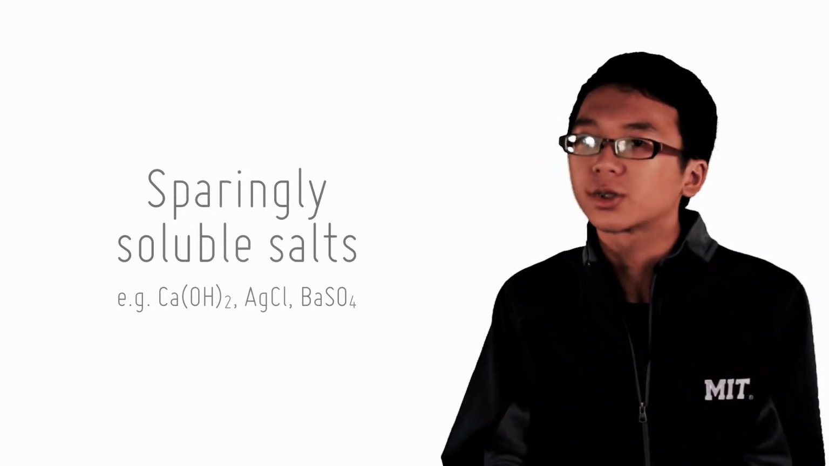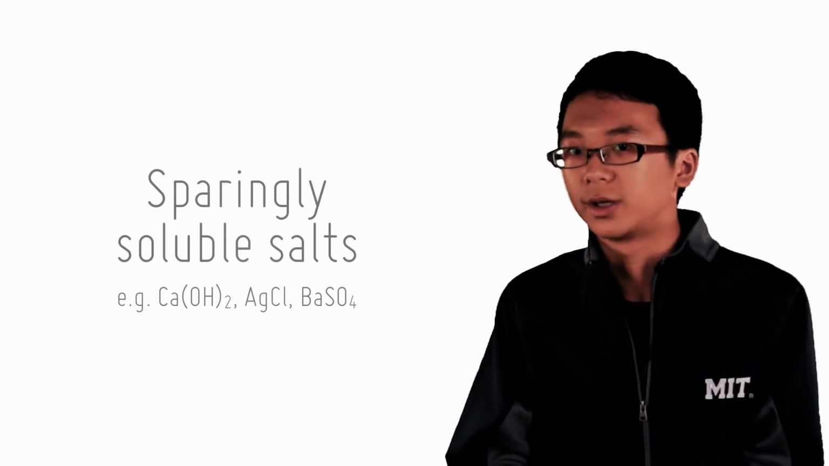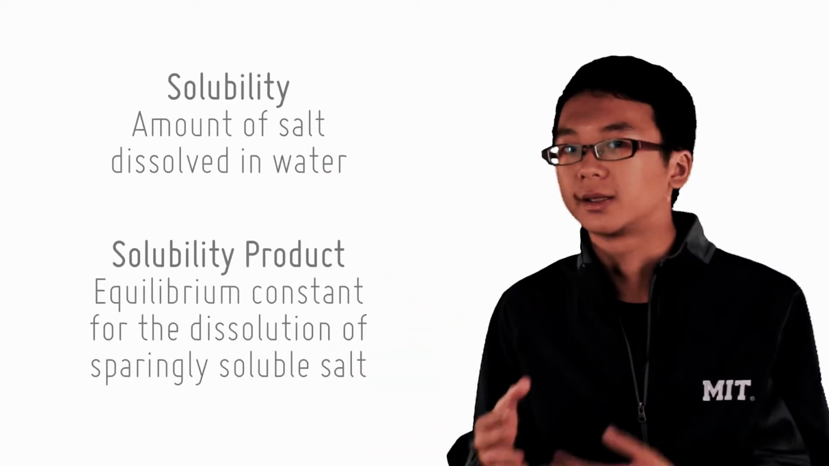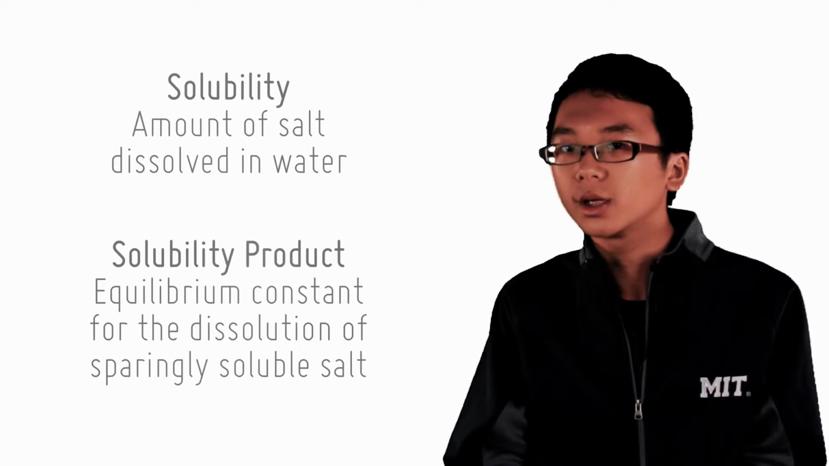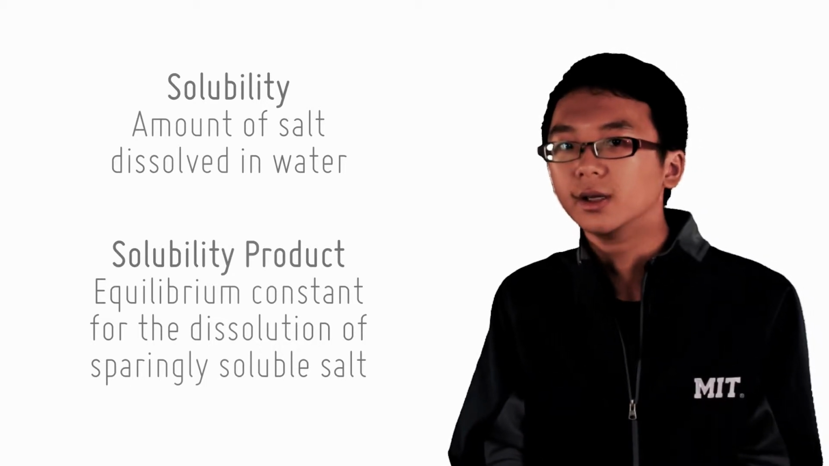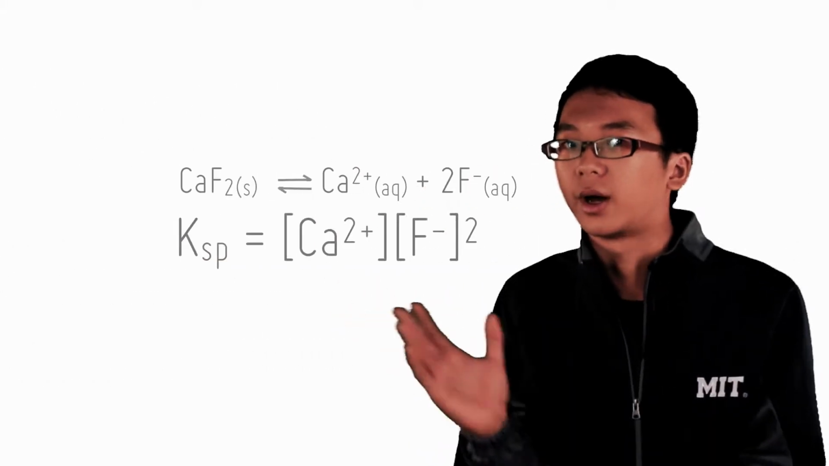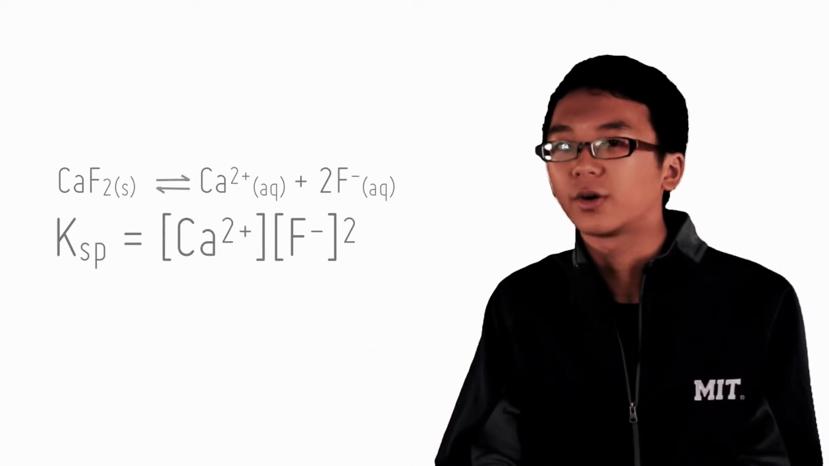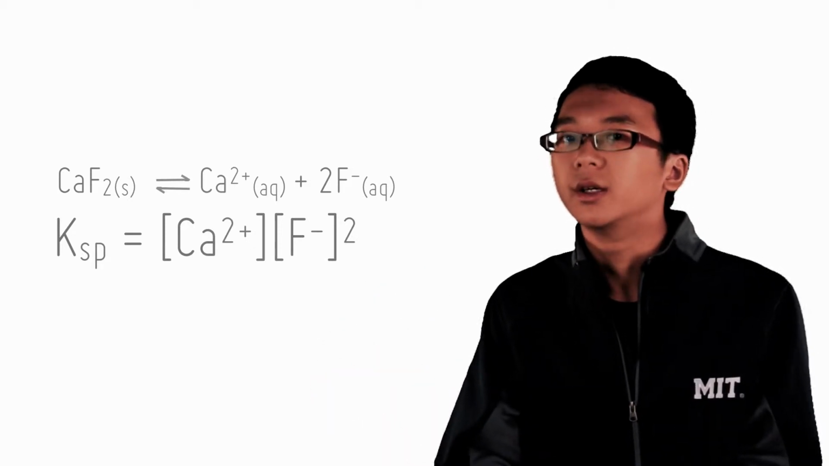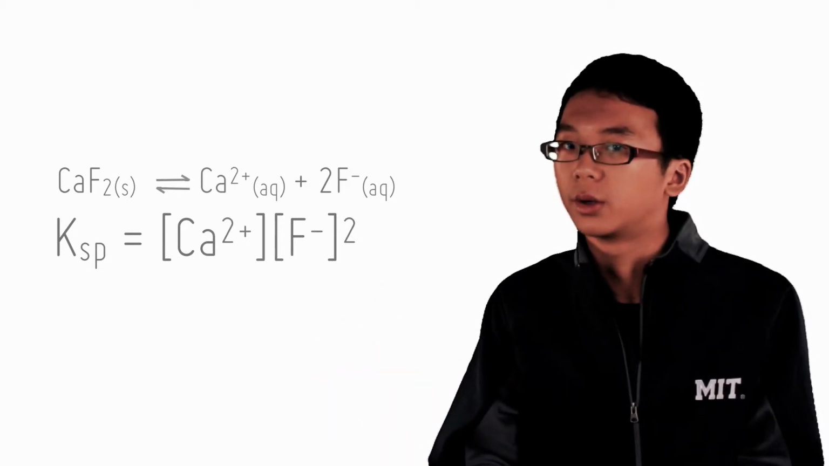Now, do not confuse solubility with the solubility product. They are different things. Solubility describes the amount of salt that is dissolved in water, while the solubility product is an equilibrium constant for the dissolution of the salts. Let's take, for example, calcium fluoride. Let us write the equation for the reaction and expression for the dissociation. As shown here, this is just like a normal equilibrium calculation.